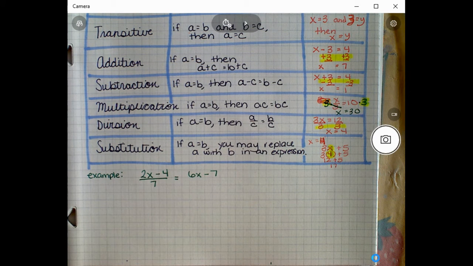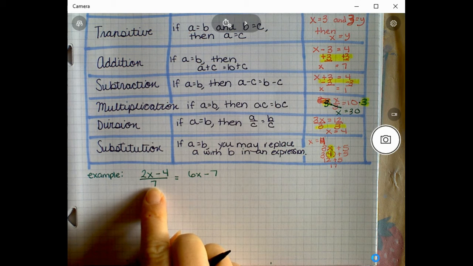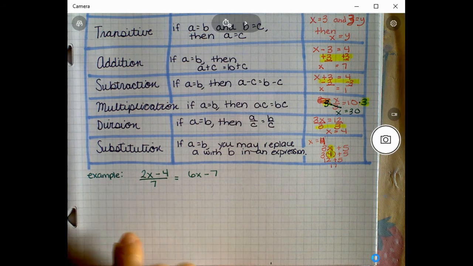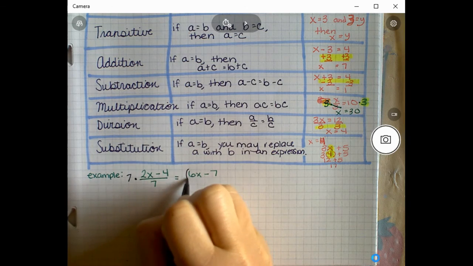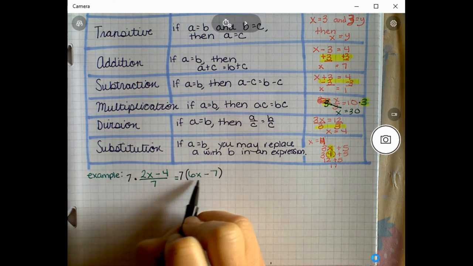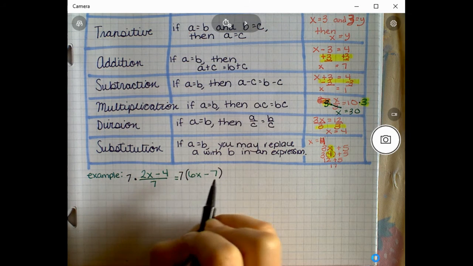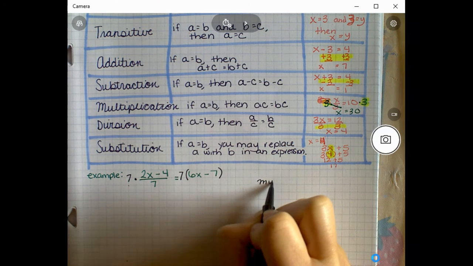But we actually can do something in this step, and that is get this 7 out of the denominator. This means division, like it's 2x minus 4 divided by 7. So we want to do the opposite, which would be to multiply both sides of this equation by 7. When you multiply a side that has more than one term, you must put it in parentheses. That's important. So to do this step, we used the multiplication property.